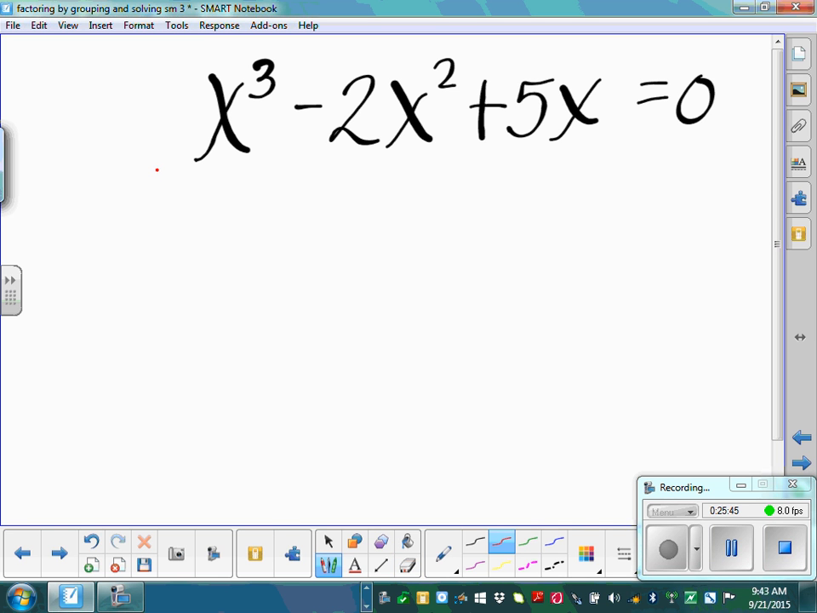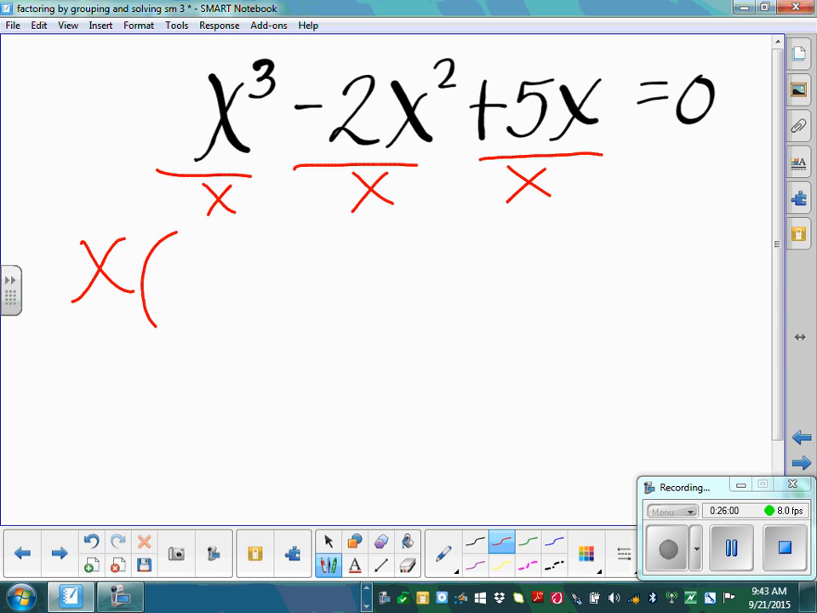But what do you notice with the 3 terms? They have something in common, right? They have an x in common. So let's pull out an x. From the very beginning, let's pull out an x. Now let's go through and see what we have left in each term. So we divided each term by x. Let's write what we have left.